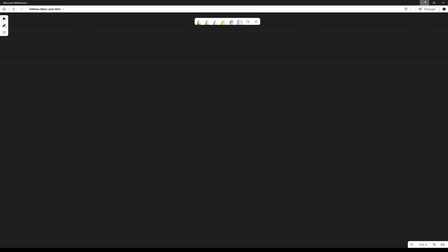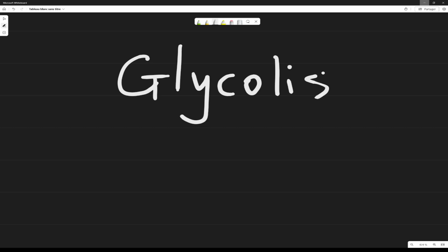Alright, on this Biology Explains, we're gonna be looking at the process that we all know and love of glycolysis. Glycolysis is one of the first steps in general respiration. I say general respiration because it really happens before we differentiate into any type of aerobic or anaerobic respiration. So glycolysis really needs to happen before any of that.